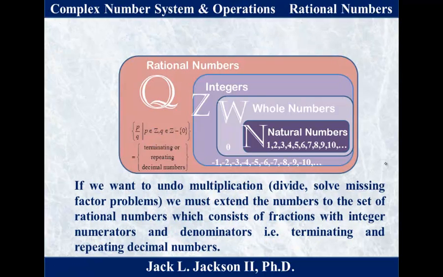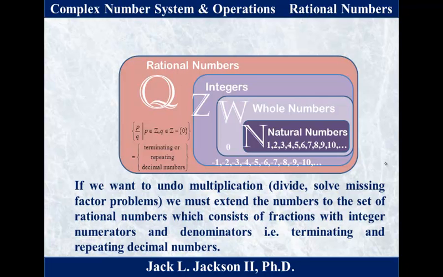Now, the integers include the whole numbers, which include the natural numbers. So the natural numbers are a subset of the whole numbers, which are a subset of the integers. And the integers, in turn, are a subset of a set called the rational numbers. Rational numbers are numbers of the form, or that can be put in the form, p over q, where p and q are integers, but the q can't be 0.